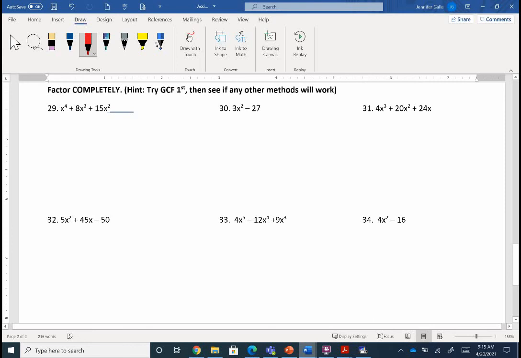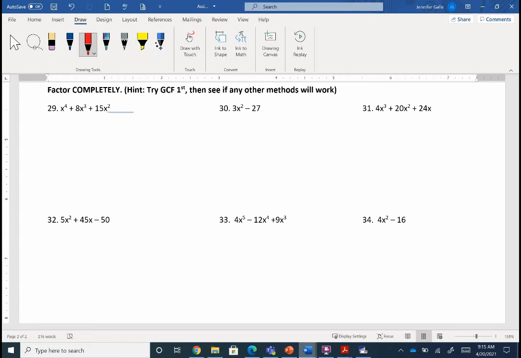Assignment number 7, the very last section, and you'll see the same section, same directions on your test. It says factor completely. I put a little hint there. It says try GCF first, then see if any other methods will work. Trying that GCF first, guys, some of you are getting stuck on assignment 6 because you're not trying GCF first. You're trying to do a quadratic trinomial for something that has an exponent higher than 2.